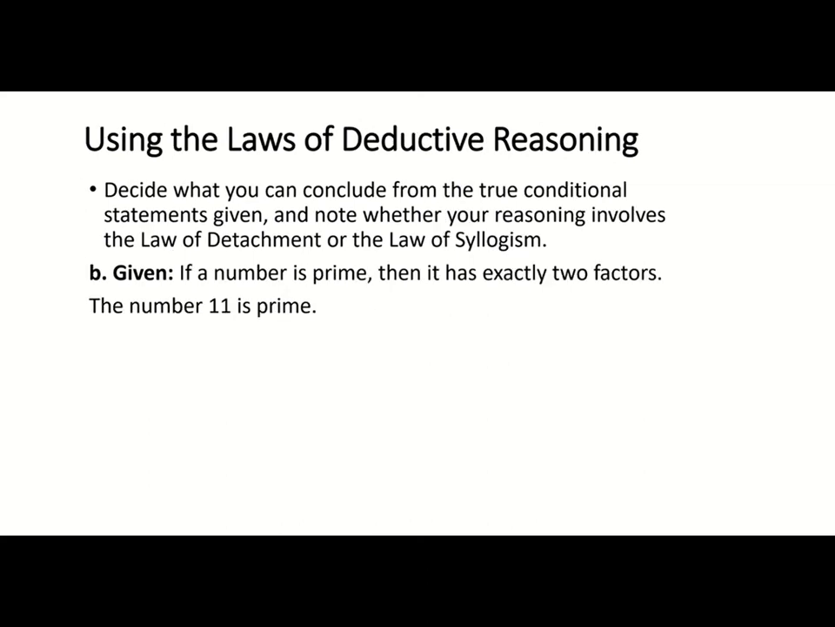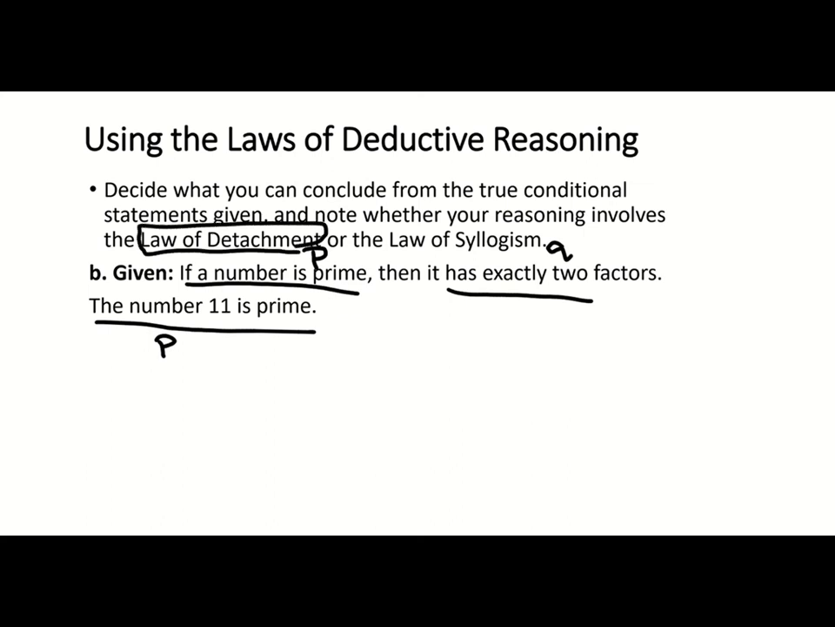Okay, and our last one here. We are given, if a number is prime, then it has exactly 2 factors. The number 11 is prime. So here, if you note, we have one conditional statement. We have P, and then we have Q. P is a number is prime. Then they give us 11 is prime. So that's going to be repeating P. So this is going to be our law of detachment. And remember, your conclusion will be Q.